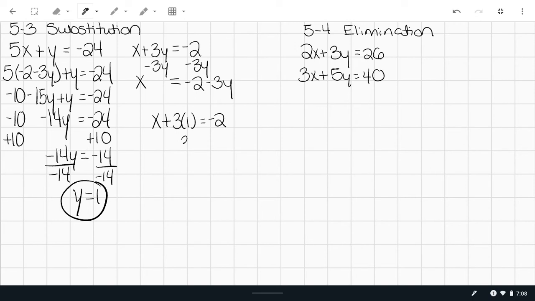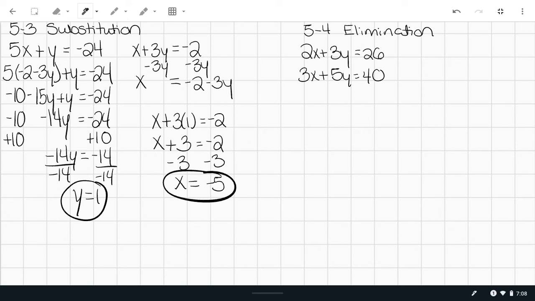3 times 1 is 3. I'm going to bring, it's a positive 3. Bring down that x equals -2. In order to get x by itself, I'm going to have to subtract 3. You got to do the opposite. And -2 minus 3 is -5. So I just found out that x equals -5.